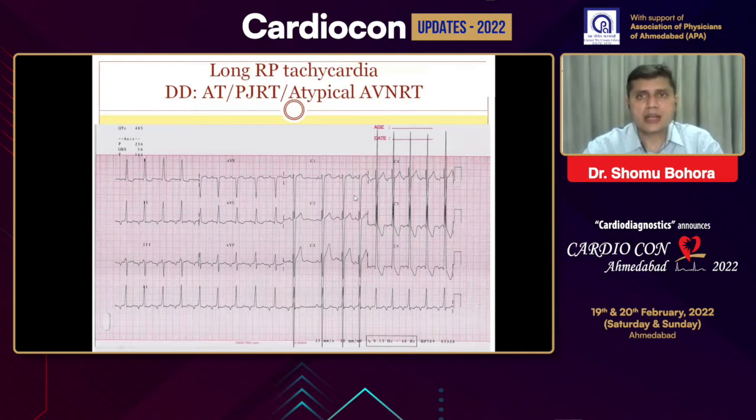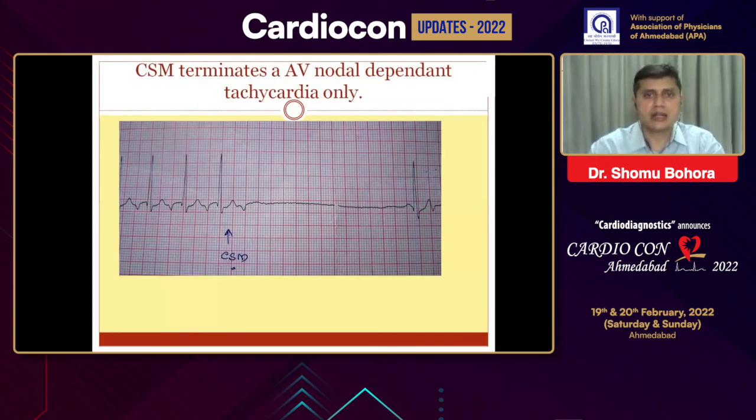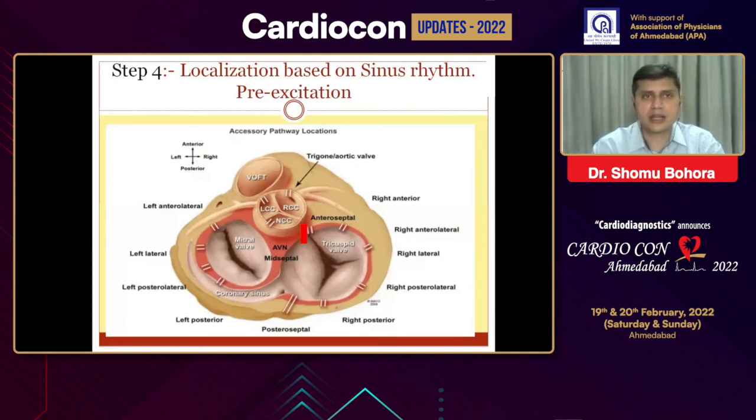In a long RP tachycardia where the P wave is separately seen, here you can see a slow tachycardia ongoing, but the P wave morphology in 2, 3, aVF is negative and in V1 is positive, suggesting that it is arising from near the AV nodal region and is likely to be a PJRT, a long RP tachycardia. To confirm this, carotid sinus massage terminating the tachycardia suggests that it's an AV nodal dependent tachycardia.